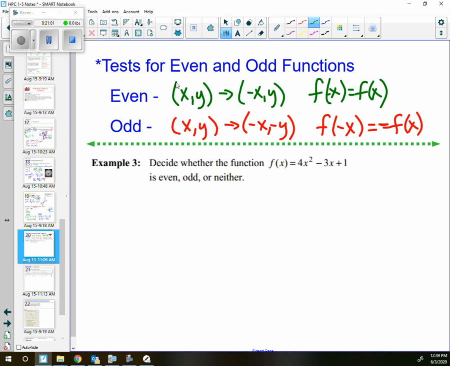All right, so we're going to try one. We're going to see if something is even, odd, or neither by looking at the equation. So we're going to practice one actually with an equation. So we're going to take this function. I want you to take a look at it. It's degree 2. So gut instinct, parabola. Think about what kind of symmetries parabolas have. They actually have something called a line of symmetry.